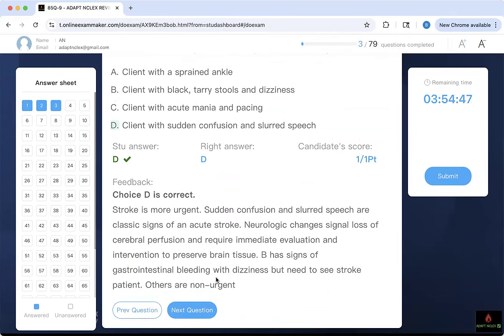But if I wanted you to pick the answer, I would have put something there to trick you, that the patient is in shock. Right now, we don't have any shock, just dizziness and a black tarry stool. We need to see the confusion and the slurred speech. That's the stroke patient who is in trouble.